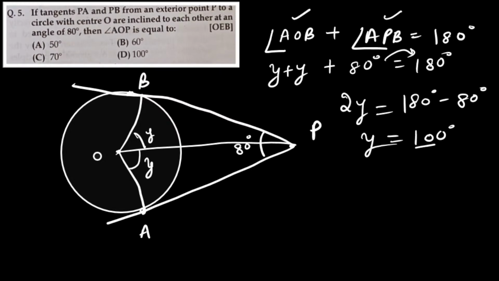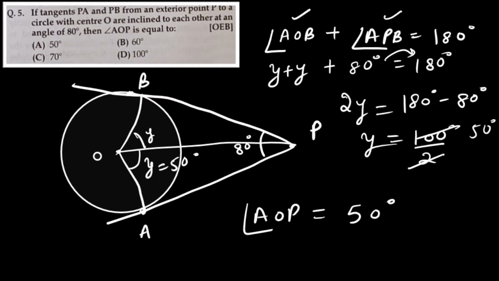So y is equal to 100 by 2, which is equal to 50 degrees. Yes, the answer is 50 degrees because we have to find this angle, angle AOP. Yes, 50 degrees is the correct answer.